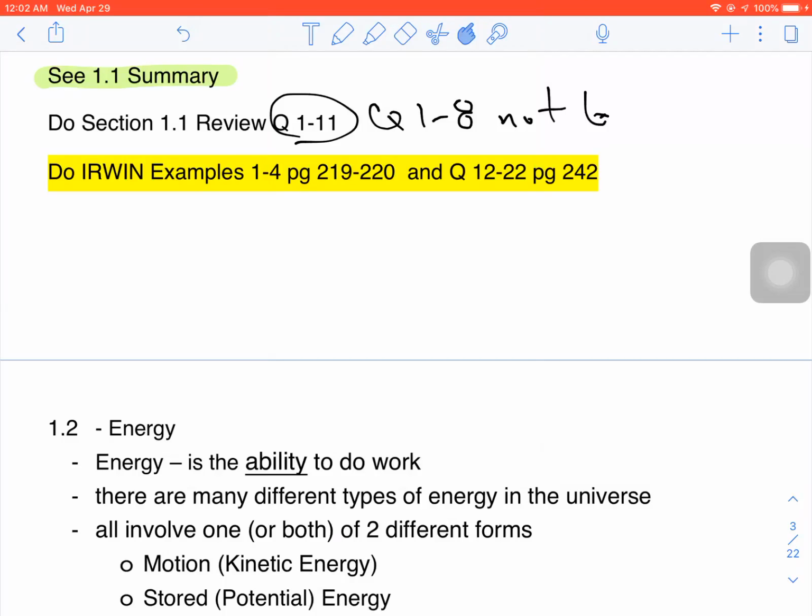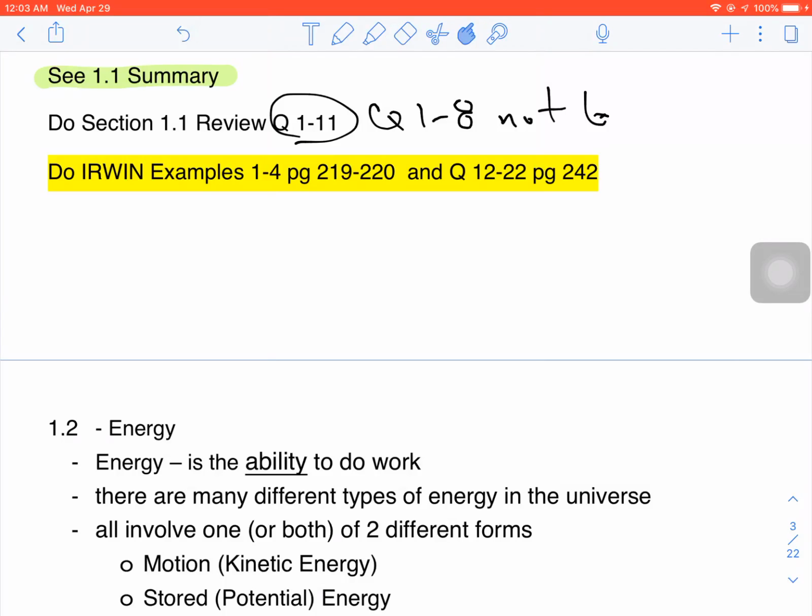Hello all, here we go with section 1.2, our second section in our first topic, which is looking at energy, power, and society: work, energy, power, and society. And we're going to start with some homework from last night.